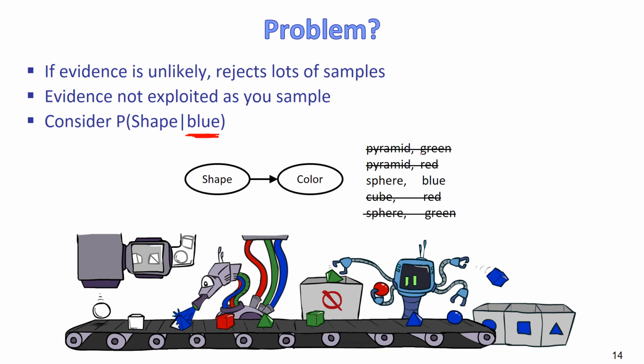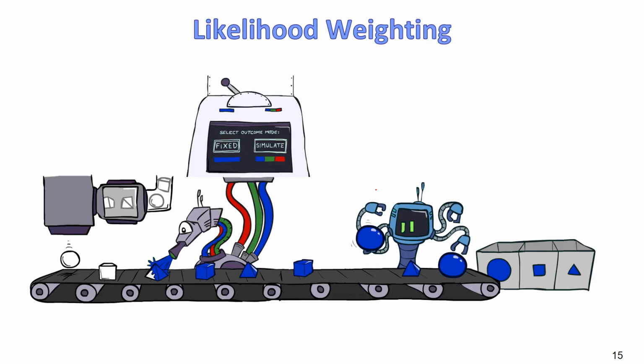So pyramid green will be rejected because we want blue. Pyramid red, rejected. Sphere blue, we will keep it because it has blue. Cube red will be rejected. Sphere green will be rejected. So we didn't use the fact that we want blue at all when we do the sampling. And as you see here, we wasted a lot of time rejecting the samples that are not consistent with the evidence.